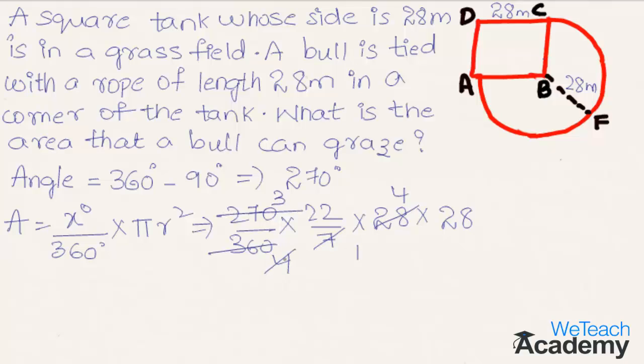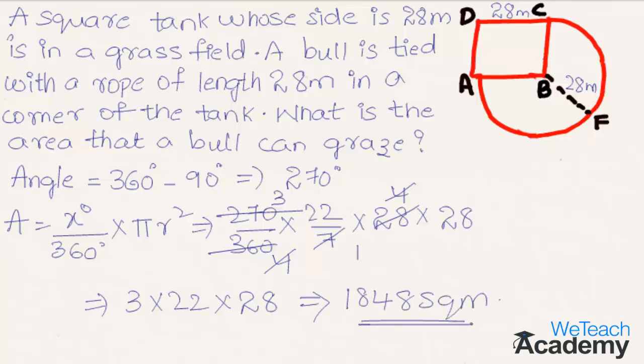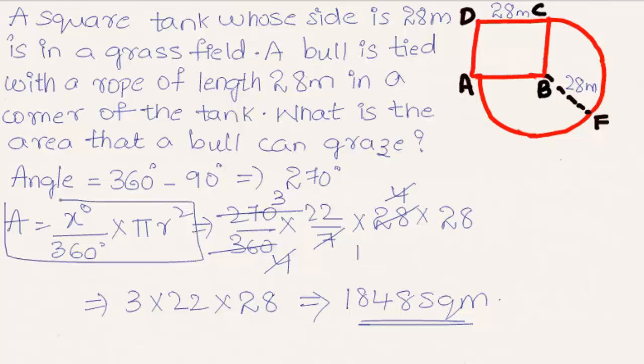And then here 4 and 4 gets cancelled. So we get here 3 into 22 into 28. And by multiplying, we get the product as 1848 square meters as the area in which the bull can graze. So at last we can conclude this by saying area of a sector is given by the formula x degrees by 360 degrees into pi r square.